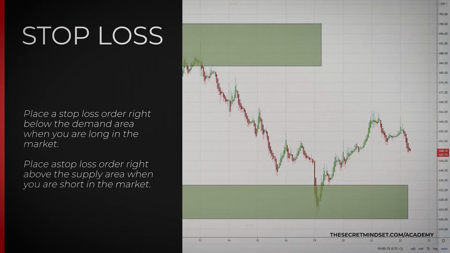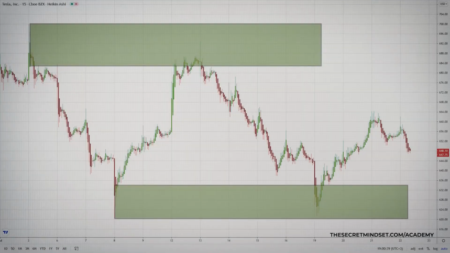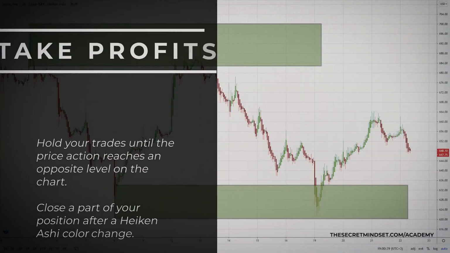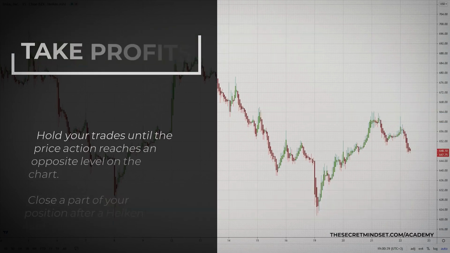You would put a stop loss order right below the demand area when you are long in the market. Conversely, you put a stop loss order right above the supply area. The most common approach is to hold your trades until the price action reaches an opposite level on the chart. So if you are trading long on a demand level, you should hold your trade until the price action reaches the next supply zone on the chart. Or you could close a part of your position after Heiken Ashi color change.